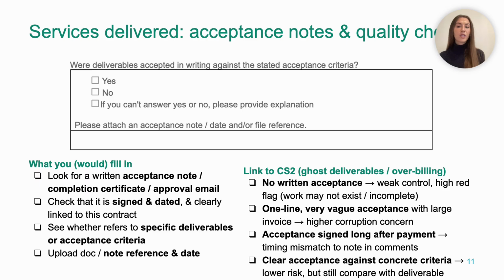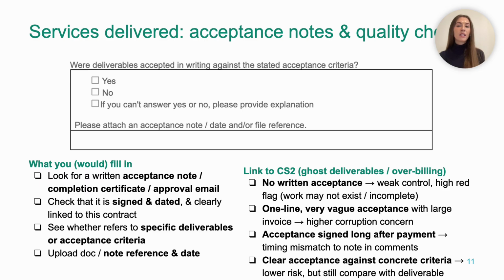But when you find that document, don't get lost in the legal language. Just make sure to check 3 basic things. Firstly, was it signed and is it dated? Is it clearly linked to this contract or purchase order? And does it mention concrete deliverables or criteria? So, for example, 3 training sessions delivered and a final report of at least 30 pages. Or, urban plan updated with new zoning maps attached. But from an integrity perspective, no written acceptance at all is a serious control weakness. It opens the door to ghost deliverables such as invoices being paid without any formal decision that something was delivered.